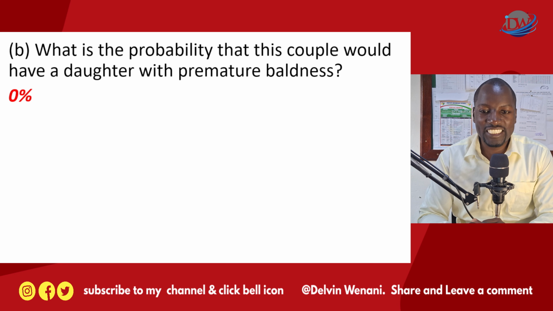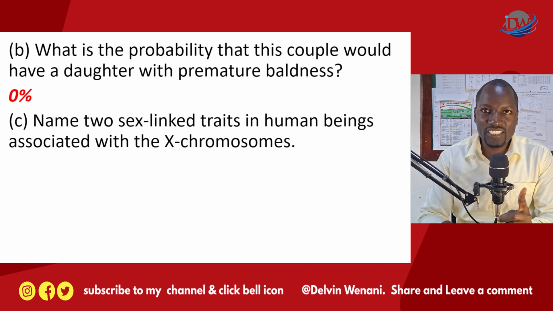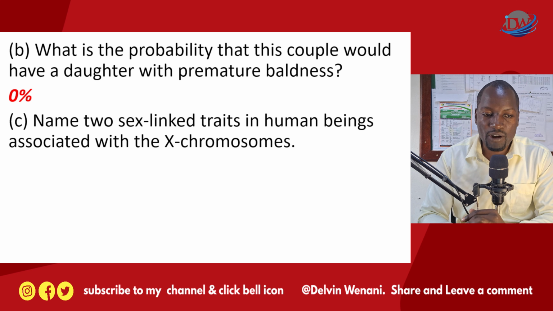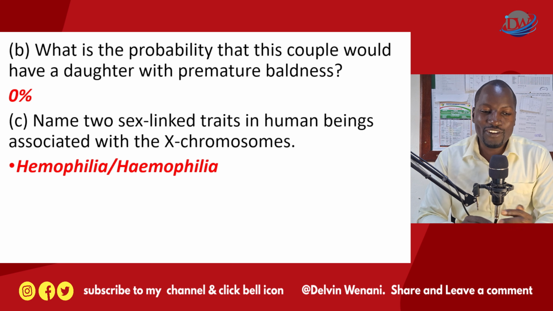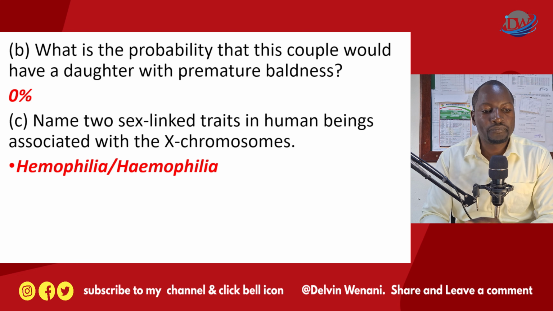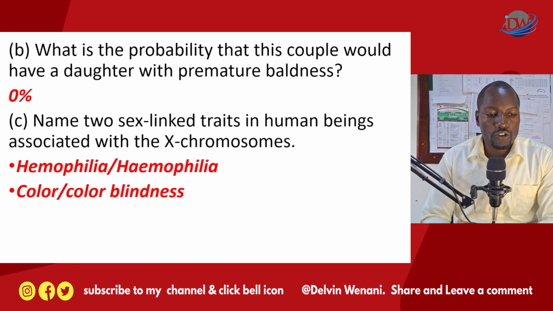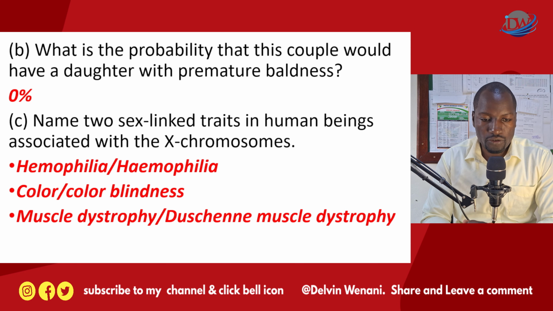Name 2 sex-linked traits in human beings associated with X chromosomes. Now, that one was sex-linked with the Y chromosome. Now, we want to name any 2 sex-linked traits in humans which are now associated with X chromosomes. And these are, number 1, hemophilia. You can write hemo with HE or haemo with HAE. They are accepted. And then we have color blindness. We also have muscular dystrophy.